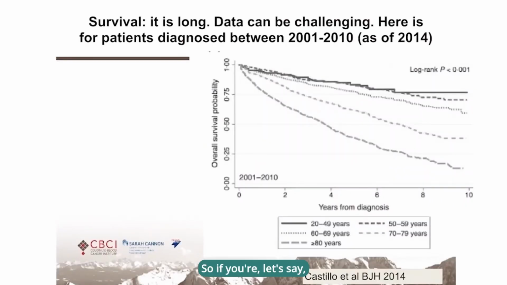So if you're, let's say, on this dotted line here, between the age of 60 and 69, and everyone's diagnosed here at time 0, after 10 years, 75% of people were still alive in this analysis. And we know that it's even better now than it was before. So I just tell people survival is long.